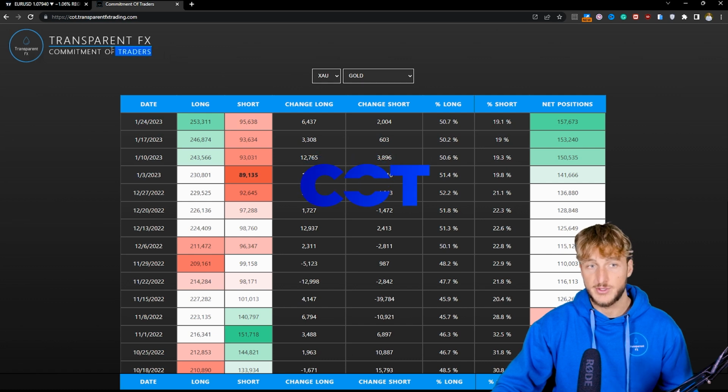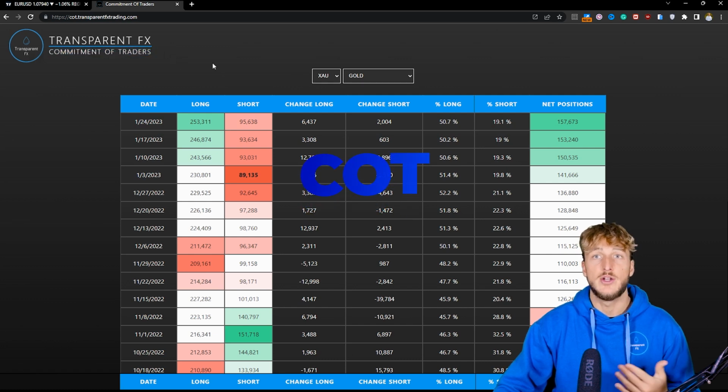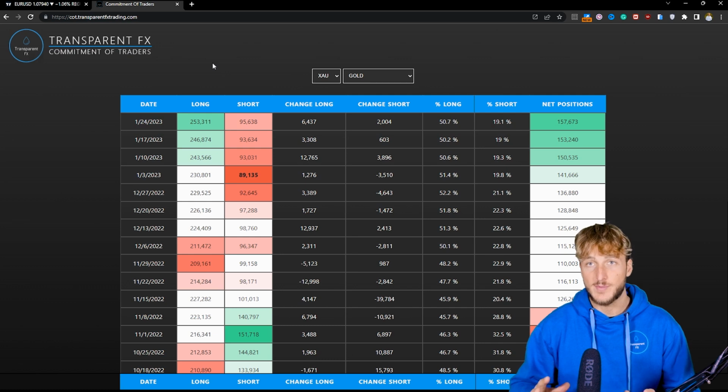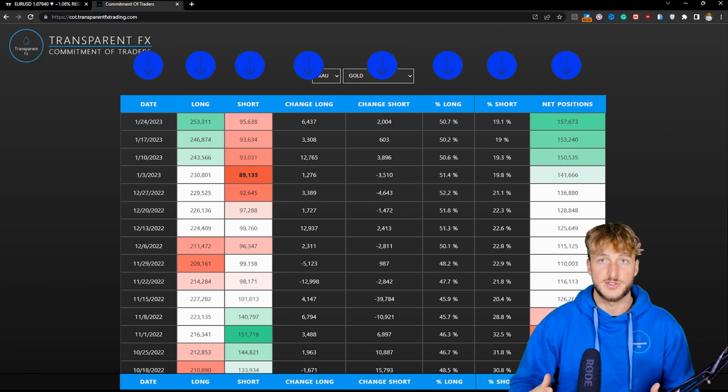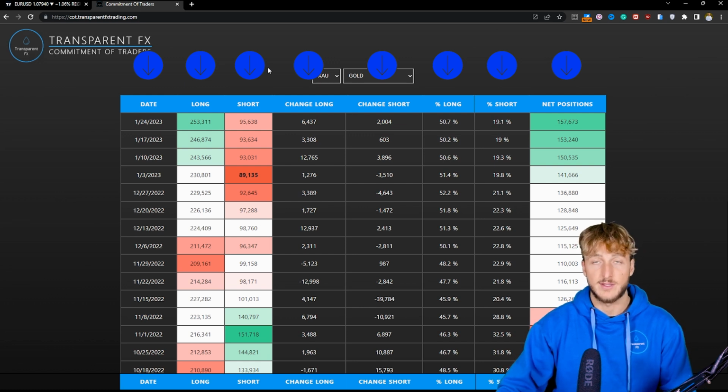Now, if you don't know what the COT data is, this is what the non-commercials, so the biggest speculators in the market are doing, which are essentially hedge funds, so the big players in the market. And following their orders can definitely be an advantage when you're looking to develop a strategy.